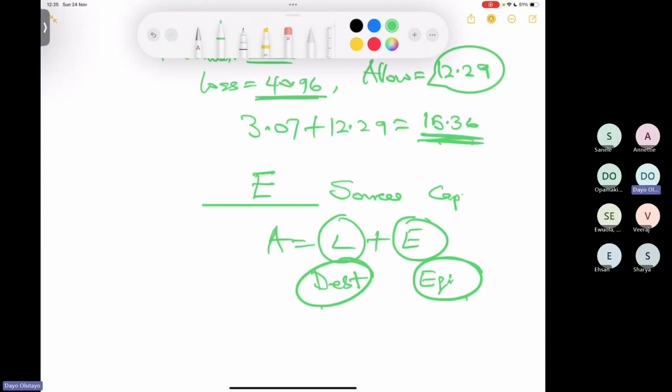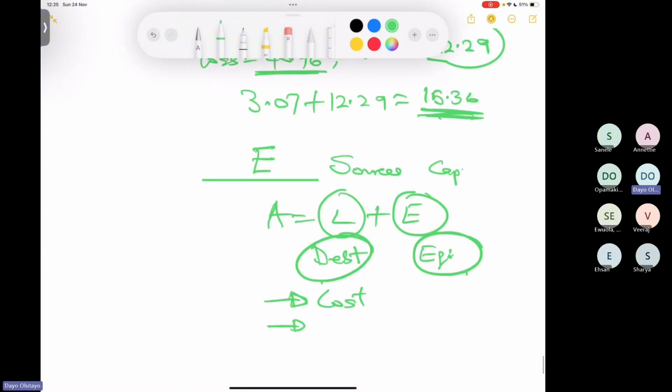But why will you use debt and not equity? Why will you use equity and not debt? Everything is determined by cost. They might ask you what are the factors that determine the choice of capital. Cost is number one. Then number two is availability. Because even if it is cheap and it's not available to you, I'm sorry, you can't get it.